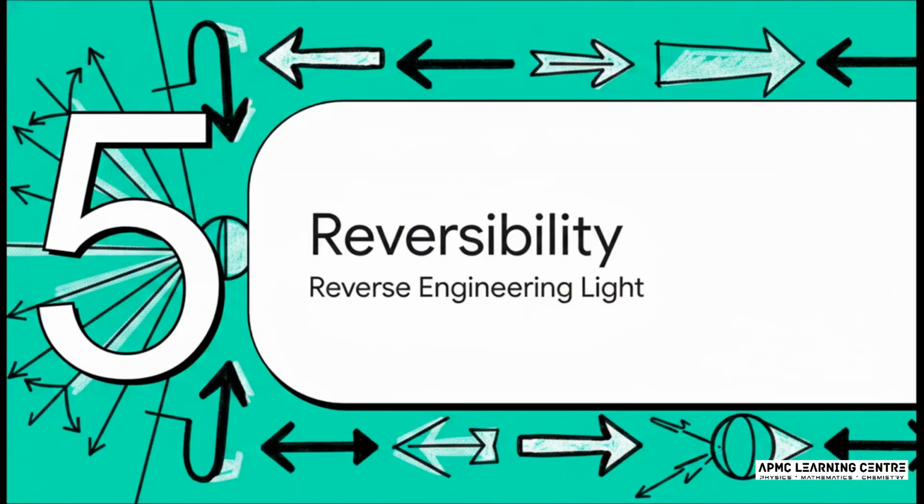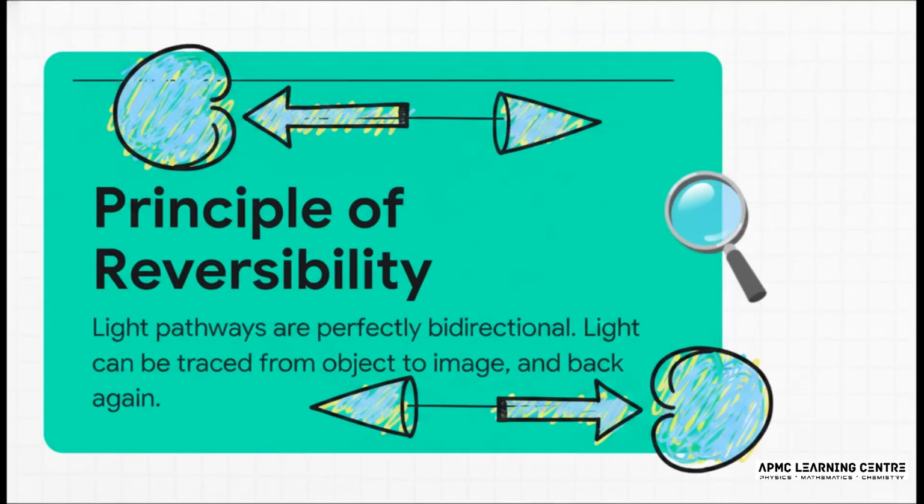Now, before we wrap this up, I want to touch on one more really elegant idea that just shows the beautiful logic of optics. It's called the principle of reversibility. To put it simply, light paths are two-way streets. That's all it means. If a ray of light can get from an object at point A to an image at point B, you can be absolutely sure that it can travel that exact same path in reverse, from B right back to A. It's a really fundamental symmetrical part of how optics works.